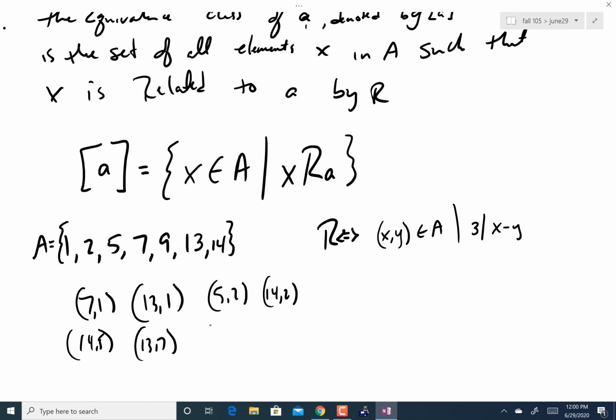Are you with me? Now, question. Can you flip-flop them? Does this work? Does this work? The answer is, of course, yes. What does that tell me? It tells me that it is what? That it's symmetric. Okay, cool.